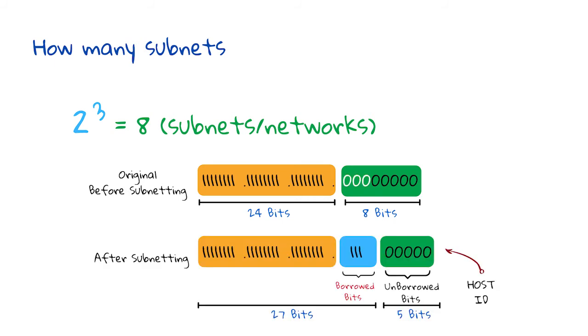The first 24 bits are for the standard Class C subnet. But now we have 3 new borrowed bits, which makes it 24 plus 3, giving us 27 ones. And we have a remaining 5 zeros or unborrowed bits. So our new network ID is now a /27 and our host ID is now 5 bits. Remember, an IP address is 32 bits, so that is the maximum number of bits that we can have.